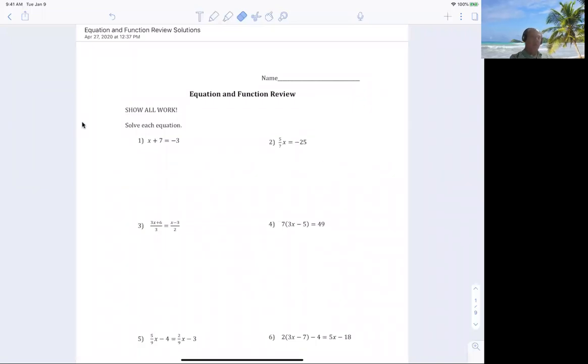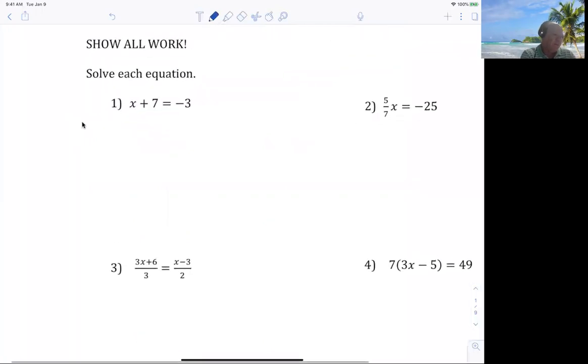Okay, so let's go ahead and go through this step by step. I'll show you exactly what I want you to do. All right. So, question number one, we need to get rid of plus 7. So I subtract 7 from both sides. So now these cancel. X equals -3 minus 7, -10.